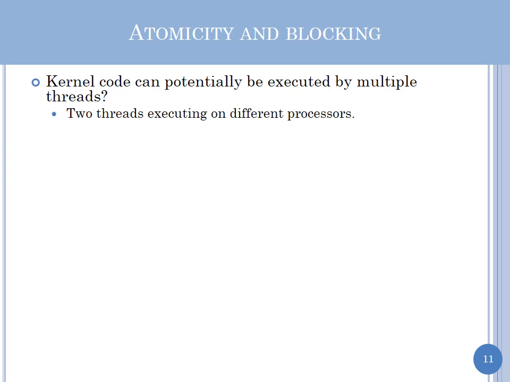So now let's talk about bad things that can happen. Okay. Kernel code can potentially be executed by multiple threads? The obvious answer is that if you've got multiple CPUs, yes, two CPUs can both make system calls and execute kernel code at the same time. Okay? And we just talked about the dangers of doing so. They both may be accessing the same data structure. So what if we have only one processor? Can kernel code be executed by multiple threads at the same time?